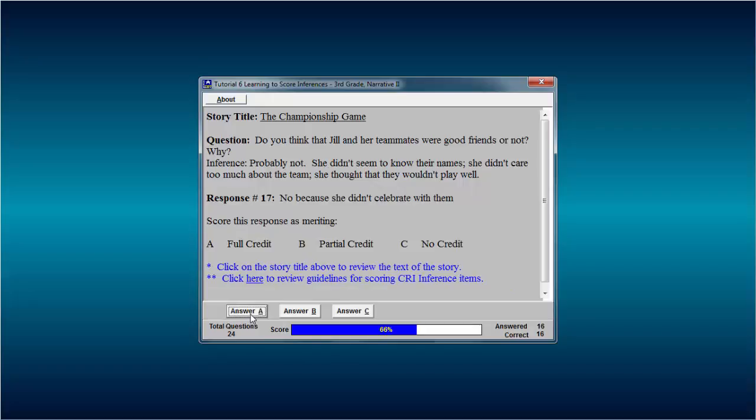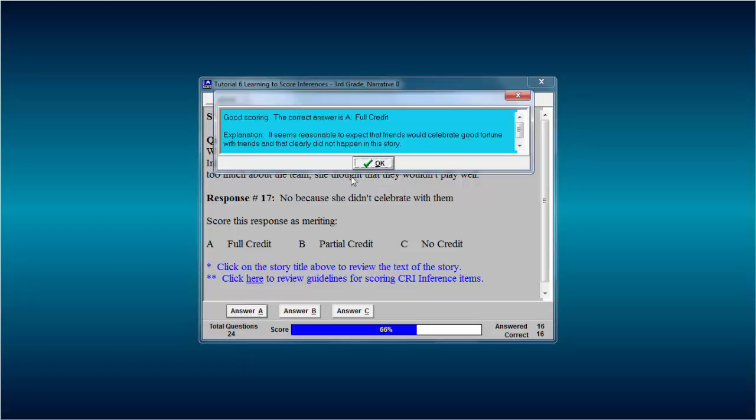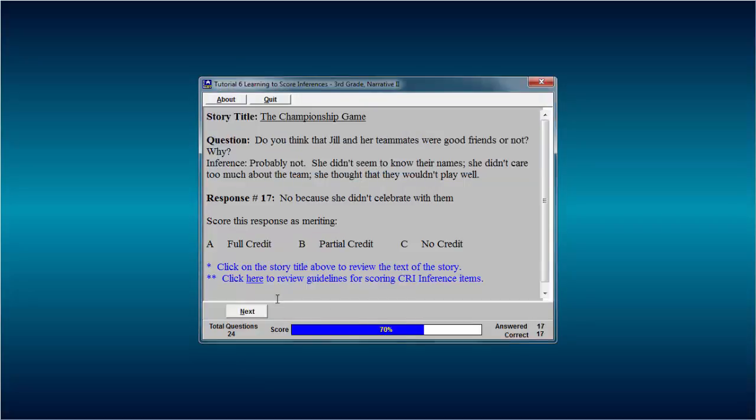We move to 17. No, because she didn't celebrate with them. Wow, you see that? Another answer rooted in the text, and therefore a critical reading inference. So we say full credit for number 17. Let's move to 18. Yes, because they were all working together. She wasn't working with the team, so that is no credit. And we move now to 19.